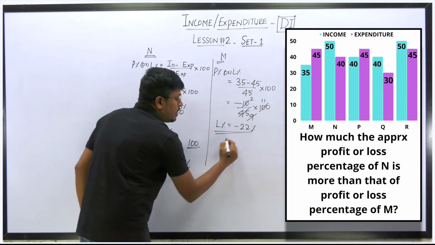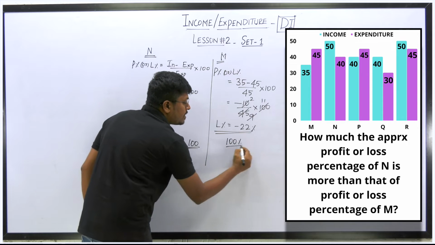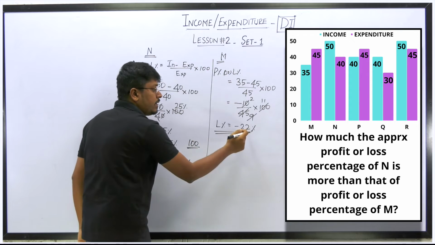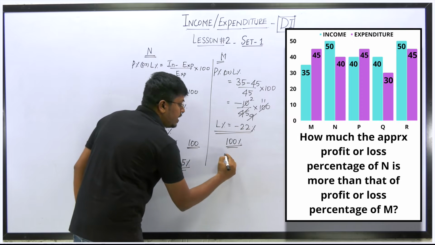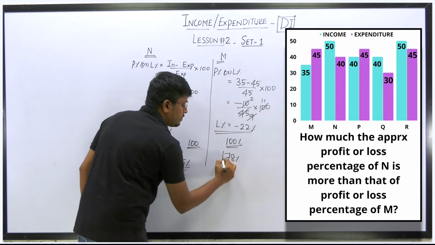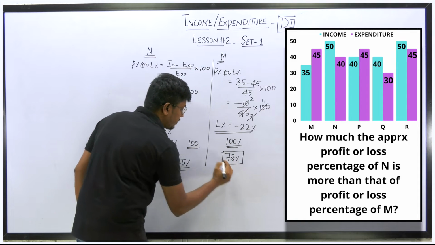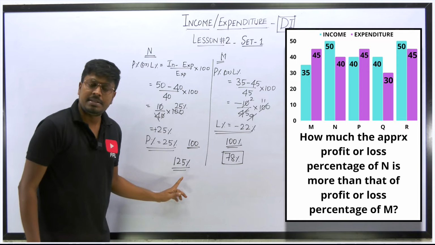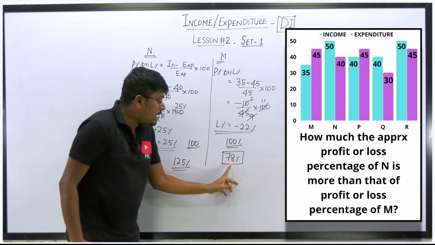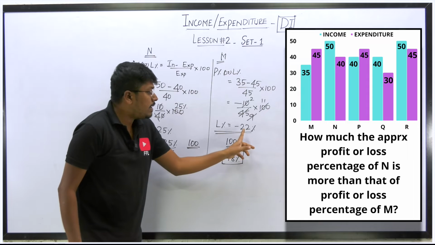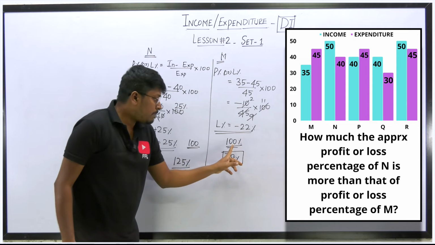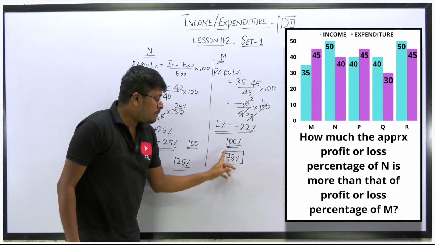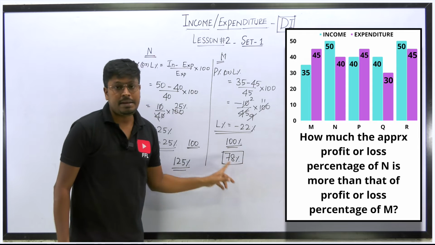Similarly, from 100%, how much loss is company M getting? 22. So when you subtract 22 here, it's 78. Understood or not? Company N is getting 125% profit. Company M, from the total, is getting a loss of 22, so I have subtracted 22. So company M is getting a total value of 78%.